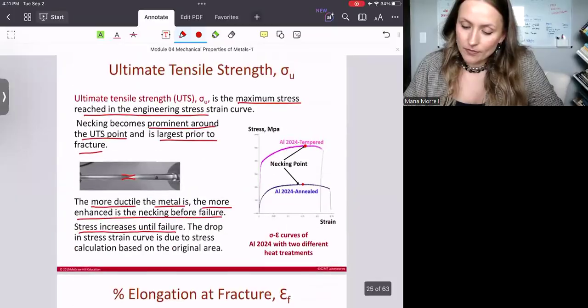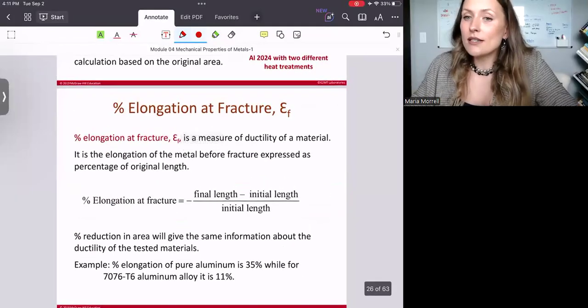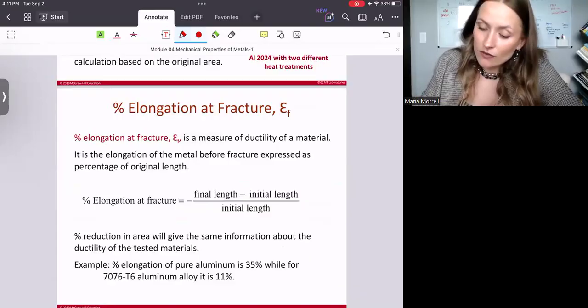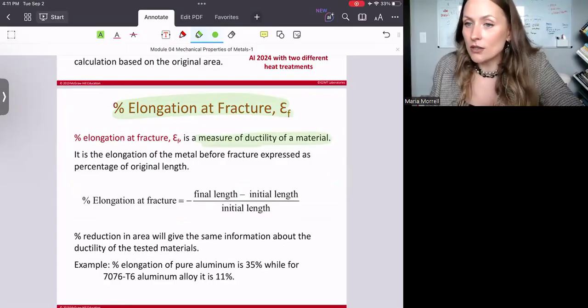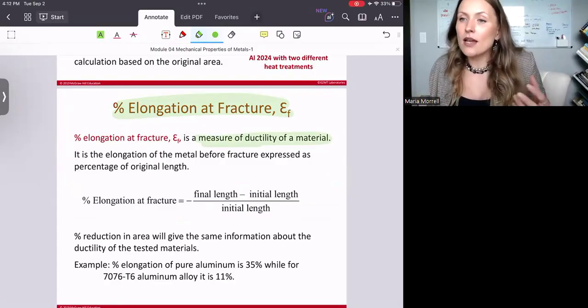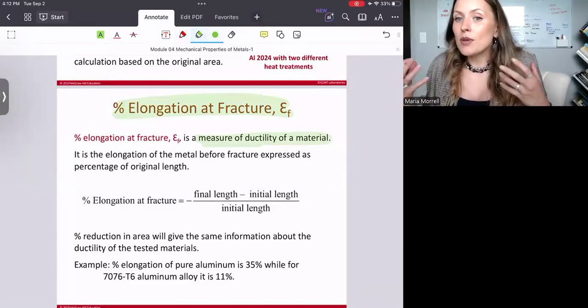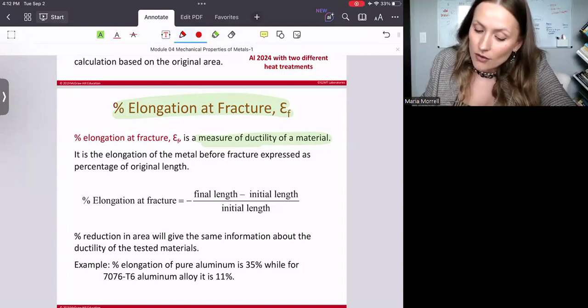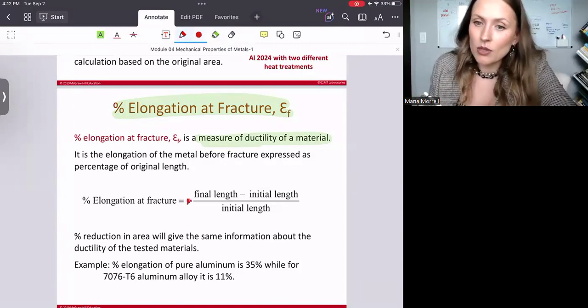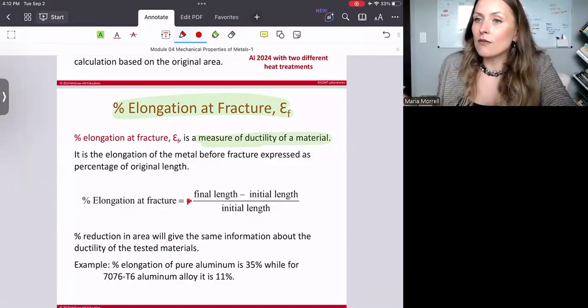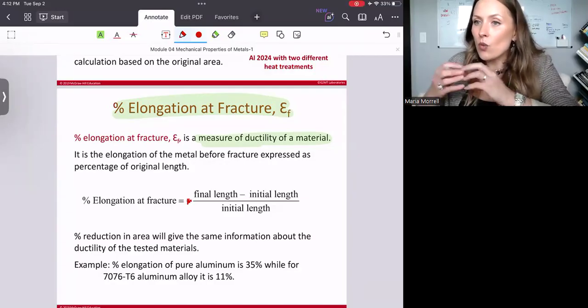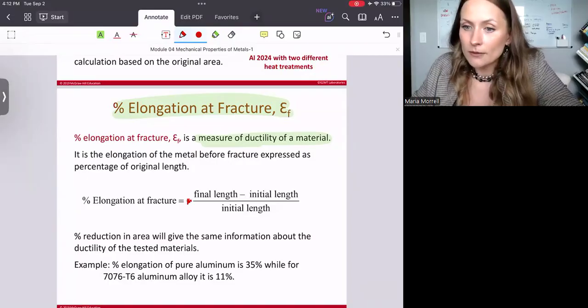Now, we can also identify the percent elongation at fracture, right? And this is really important because it's a measure of ductility of a material, right? It allows you to basically understand the maximum elongation the material can experience before it is fractured. The equation is very simple. It's basically change in length, final length minus initial length divided by the initial length. The only difference is that we measure it at fracture, right? So we wait for the final elongation, right?